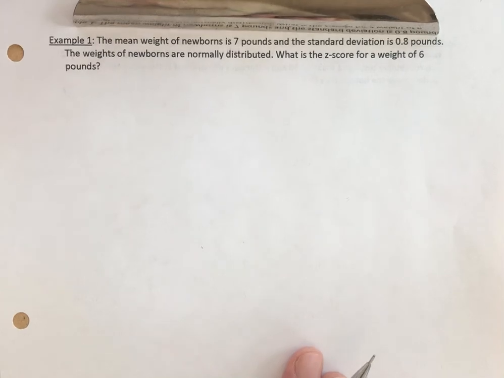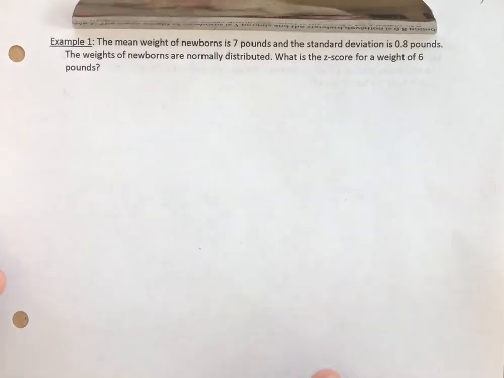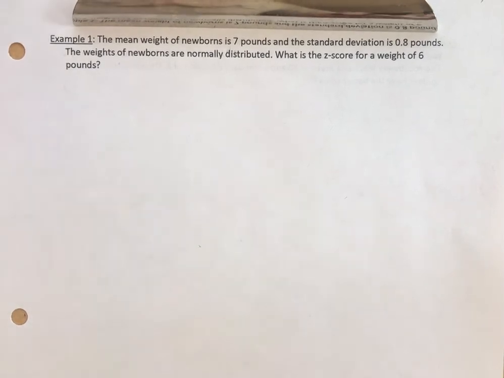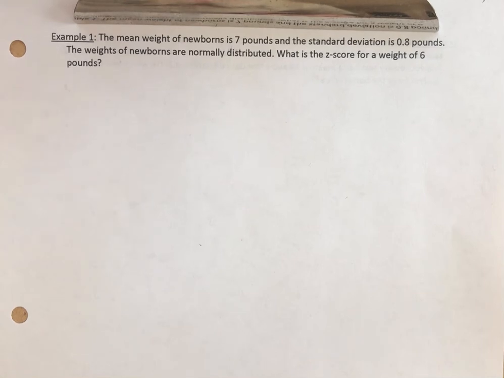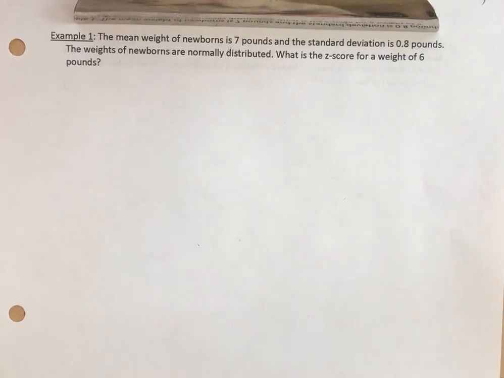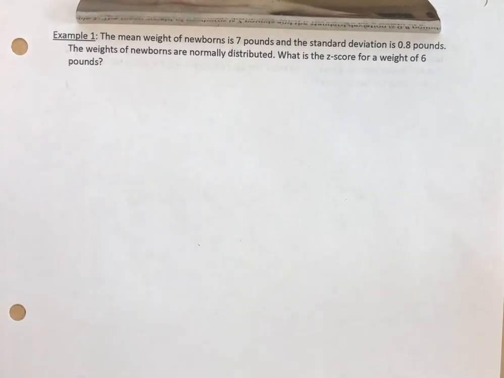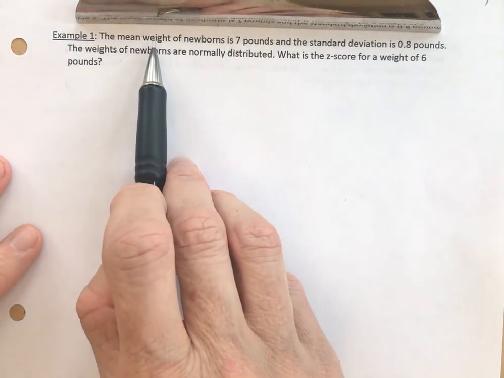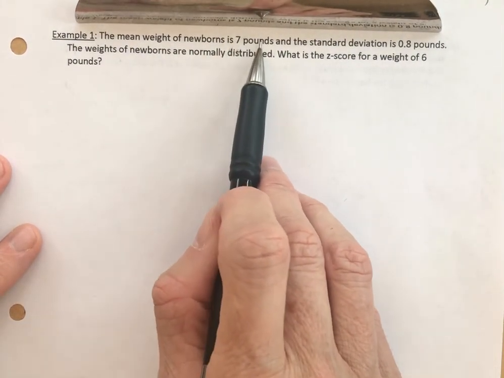Let's talk about newborns and their weights. Of course, the weights of newborns is normal. Generally, a newborn comes out and the weight will be some weight, but they're all kind of clustered around a mean. There are very few newborns that come out that weigh way above the mean or way below the mean. They all come out pretty close to the mean. In fact, the mean weight of newborns is 7 pounds.